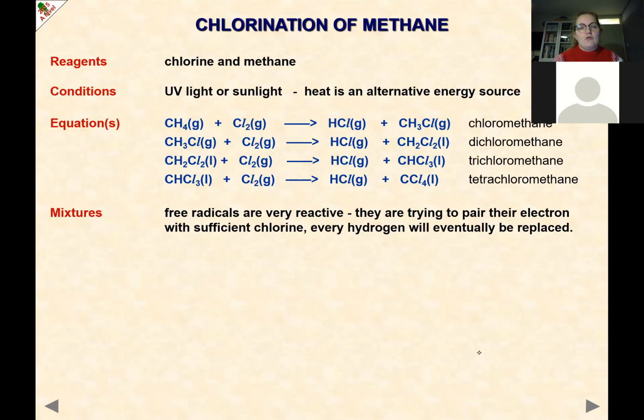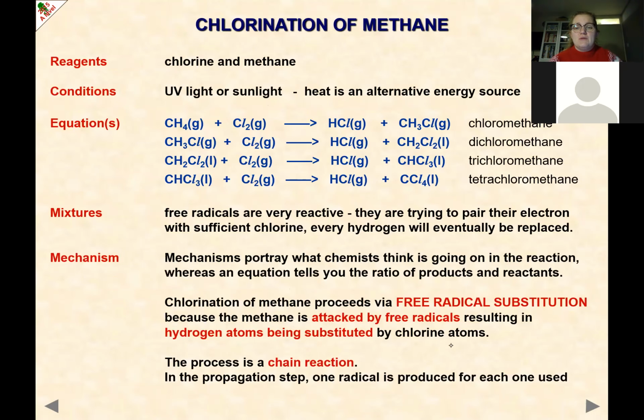So here's an example of chlorination of methane. The reaction of chlorine and methane together needs to be under UV light or sunlight. Heat is also an alternative energy source. Depending on what's going on, we can form chloromethane, dichloromethane, trichloromethane, tetrachloromethane. Basically, free radicals are really, really reactive, and they're trying to pair their electron with a chlorine. Every hydrogen will eventually be replaced.